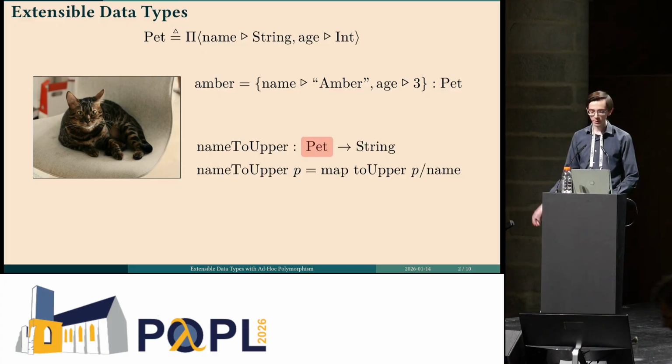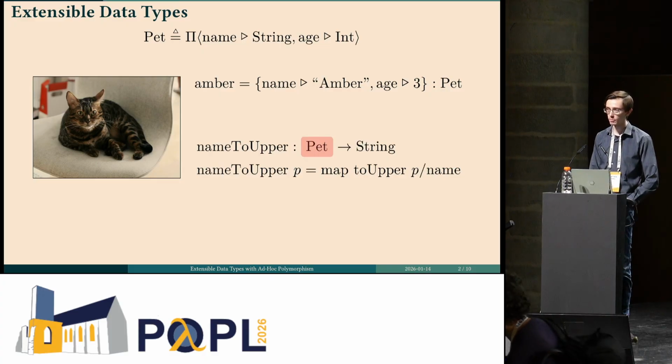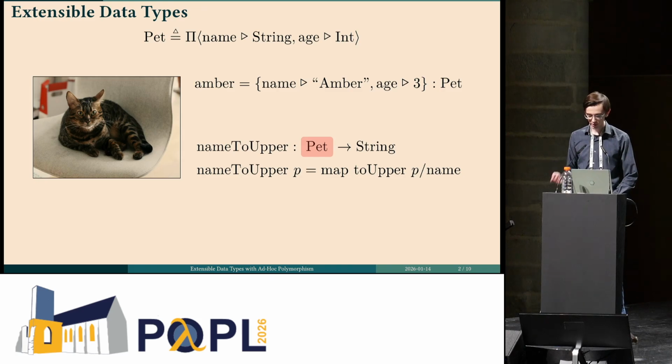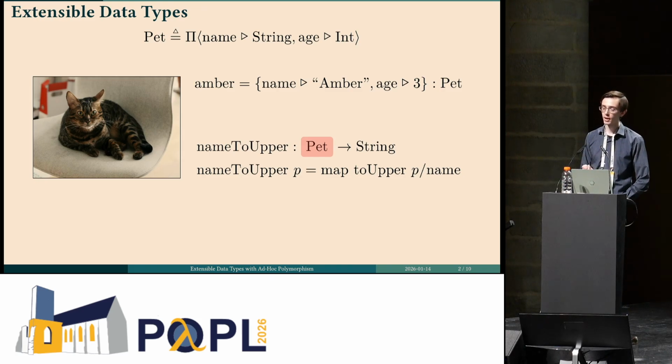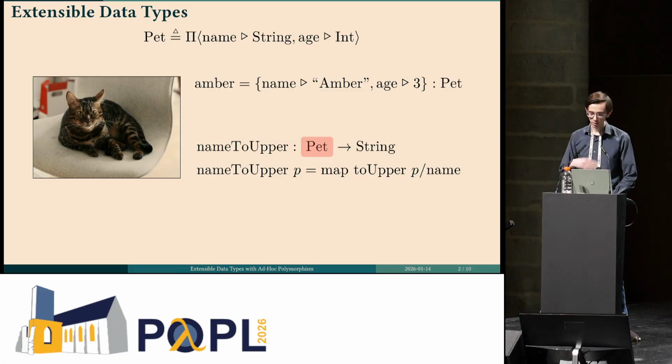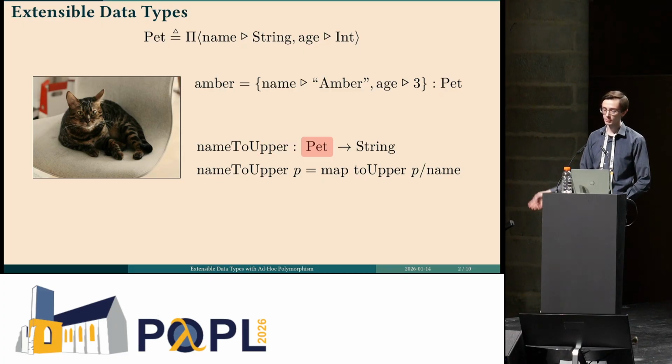And let's say, for example, that we want to write a really simple function that operates on this data type. So here, this function takes a pet as input, and it projects out the name field using the / projection operator, and then converts it to uppercase and returns it. So this function works perfectly fine for the purpose that we wrote it for. If we apply it to Amber, then we'll get the result we'd expect.